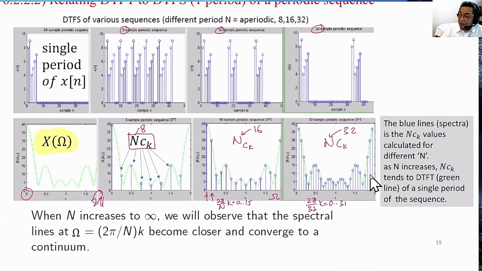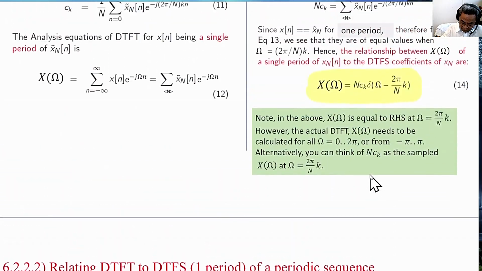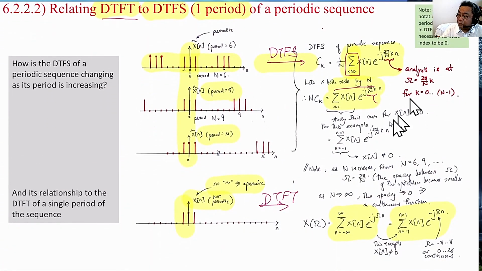So to repeat, there is a deep relationship between the DTFT of a single period of a periodic sequence and its DTFS. And this is the relationship.